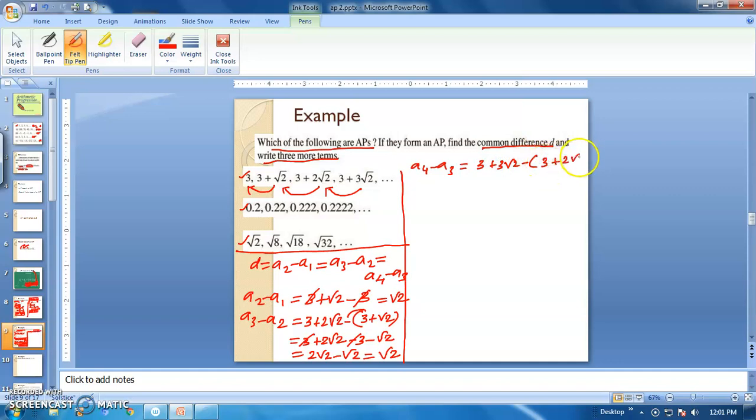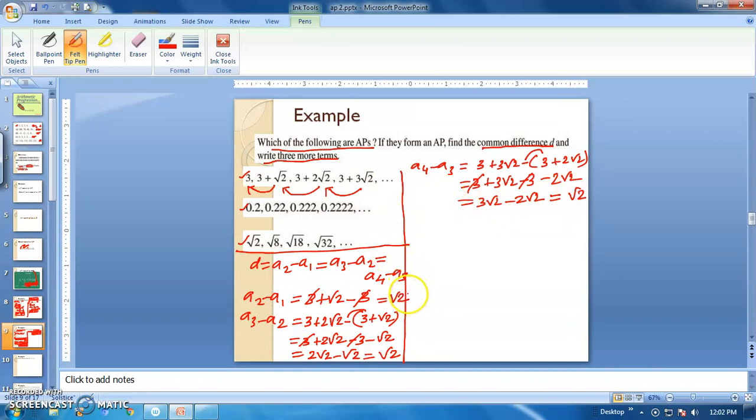3 plus 2 root 2. So equal to 3 plus 3 root 2, multiply minus inside, so minus 3 minus 2 root 2. So the plus 3 and minus 3 get cancelled. So 3 root 2 minus 2 root 2, equal to 1 times root 2.